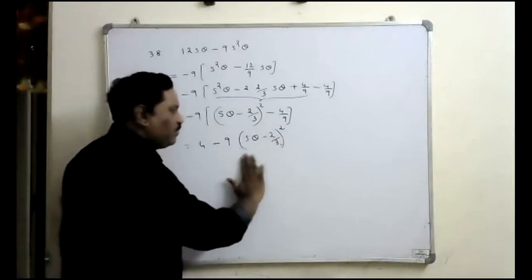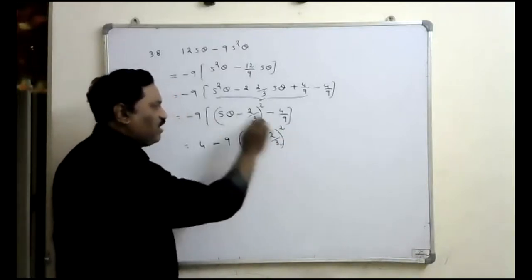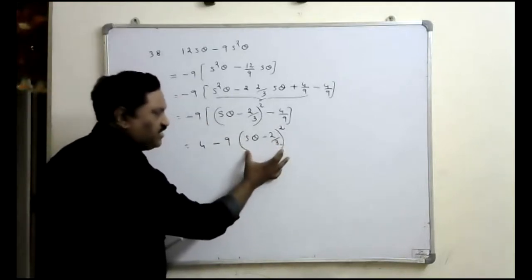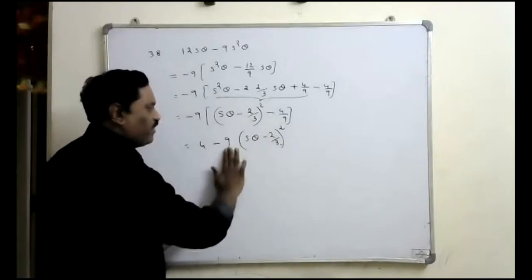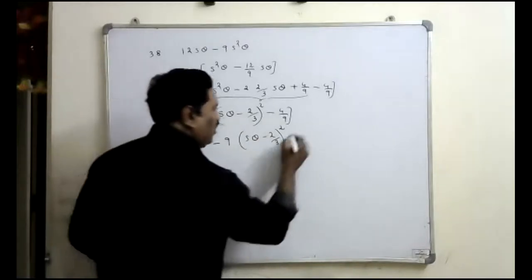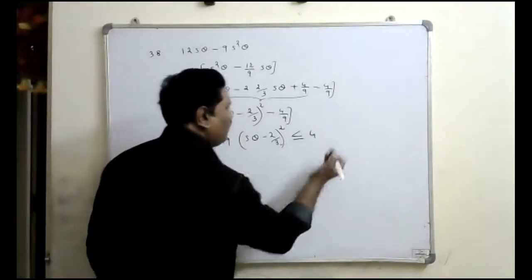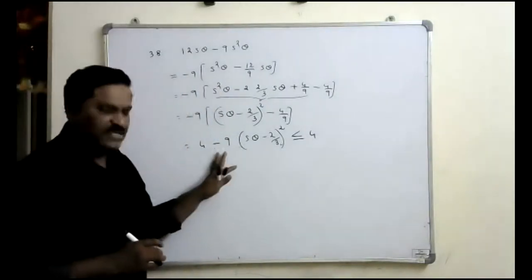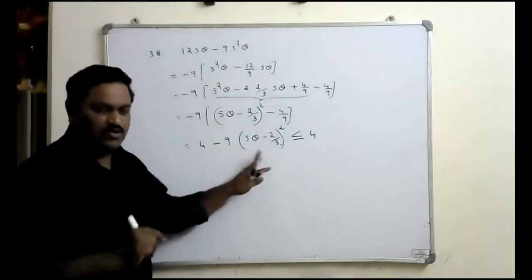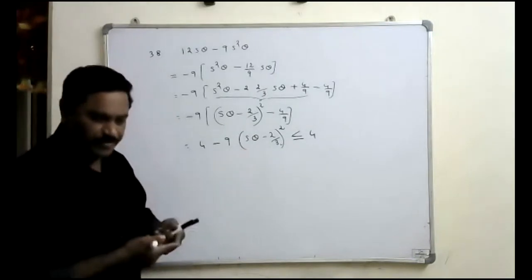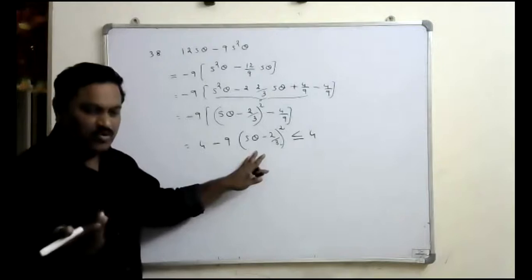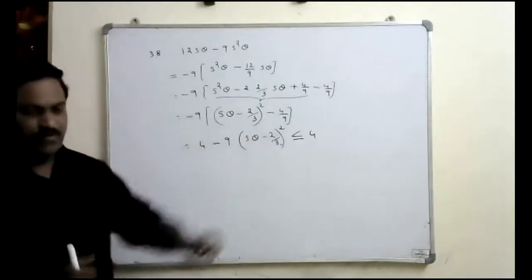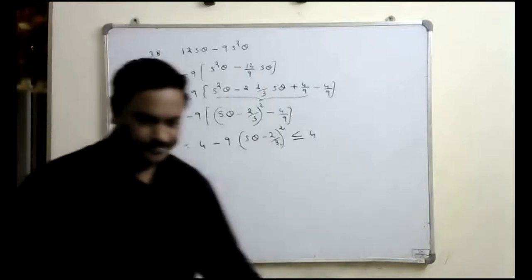So if I subtract the minimum value, this total value becomes maximum. Since the minimum value is 0, if I subtract that, then 4 minus 0 means the maximum value is 4. That's the answer. So whenever a minus sign is there, if you subtract the minimum value, the total expression becomes maximum. If you subtract the maximum value, the total expression becomes minimum. That's why its maximum value is 4. That's the answer. Good?